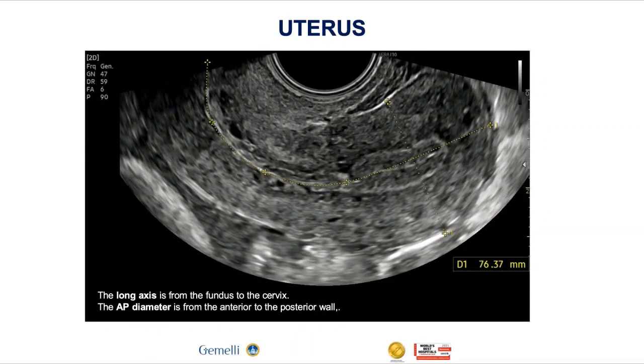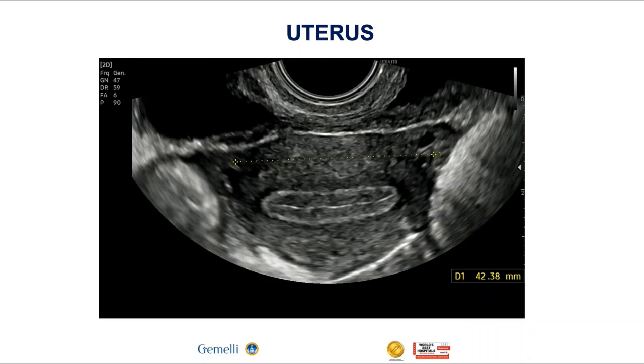Then we can measure the uterus. This image shows how to measure the uterus, the long axis from the fundus to the cervix, to the external uterine os, and then the anterior-posterior diameter from the anterior to the posterior wall, perpendicular to the endometrium. And this image shows how to measure the third diameter of the uterus in a transversal section.